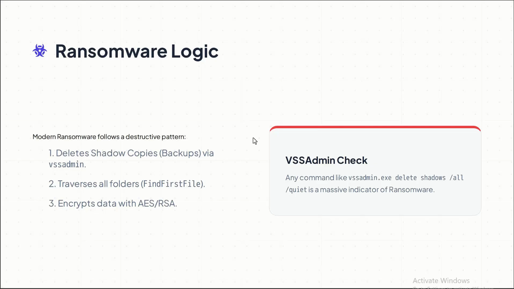And also the ransomware logic. Well, modern ransomware follows disruptive patterns such as deleting shadow copies and backups via vssadmin, and also traverses all folders and encrypts data, sometimes with a custom encryption mechanism, but mostly with AES and RSA. Well, you can check from the strings for any commands like vssadmin delete shadows /all, and so on. That's a massive indicator of a ransomware operation or ransomware malware sample.